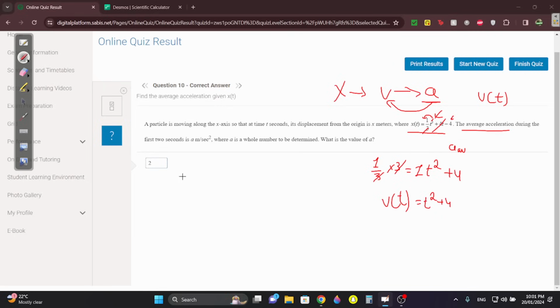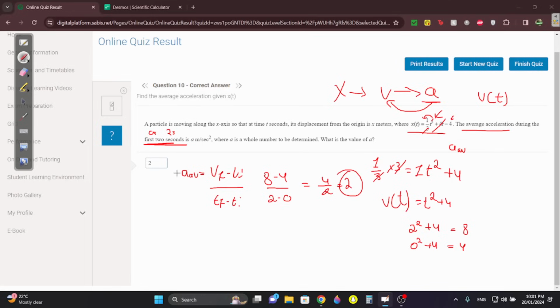We want the average acceleration. Average acceleration is velocity final minus velocity initial over time final minus time initial. The final velocity and the initial velocity, how do we find them? They said the first 2 seconds. First 2 seconds means 0 seconds and 2 seconds. So let's find the velocity at 2 seconds. It will be 2 squared plus 4. At 0 seconds, it's 0 squared plus 4. 2 squared plus 4 is 8. 0 squared plus 4 is 4. So now we do 8 minus 4 over the final time, which is 2 seconds, minus the initial time, which is 0 seconds. You get 4 divided by 2, which is 2.